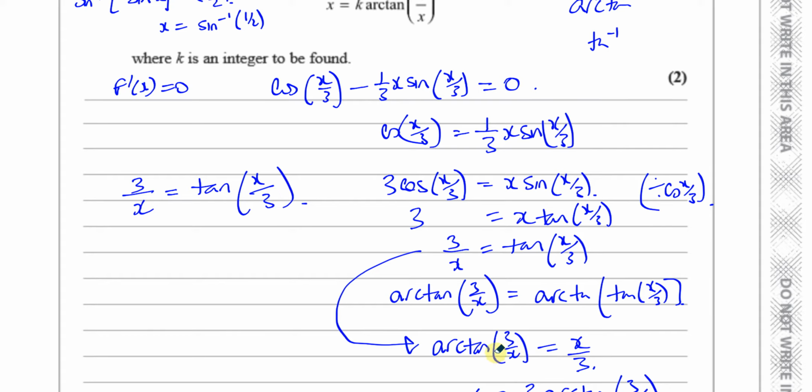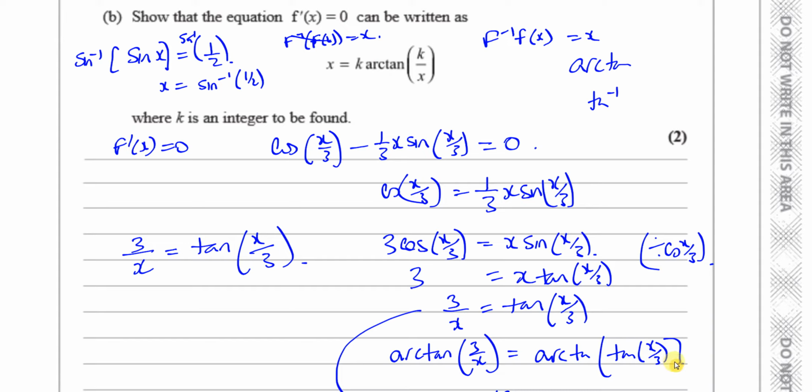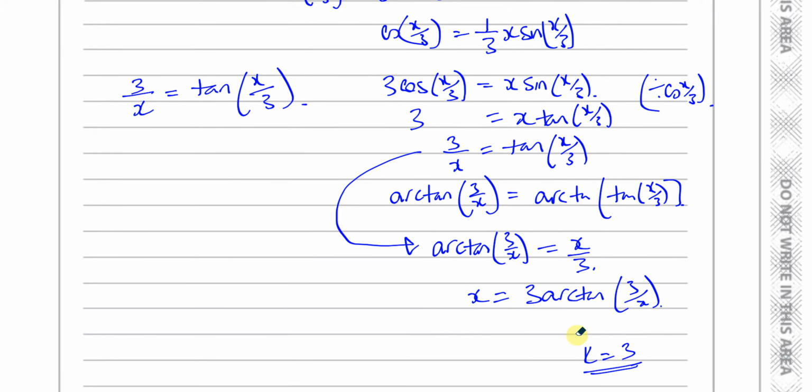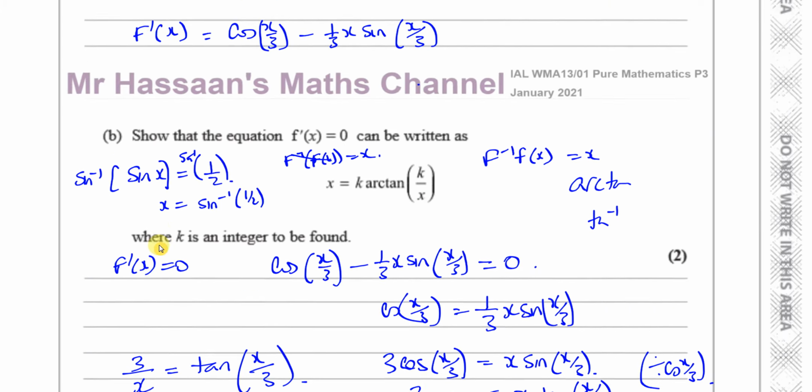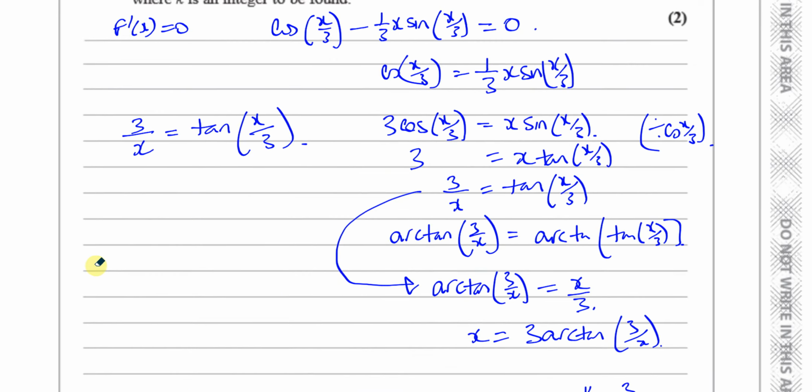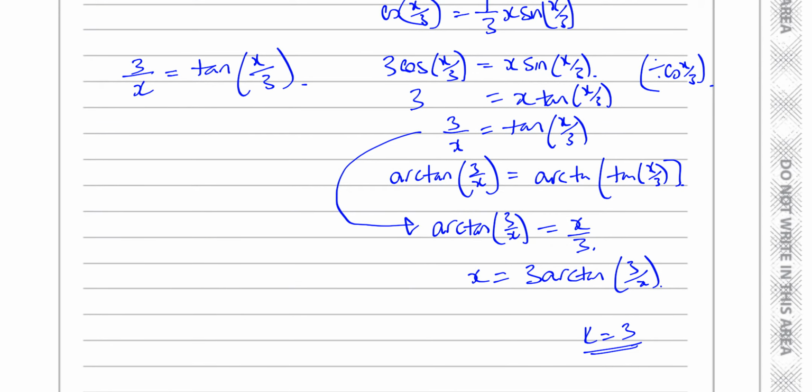So the angle x over 3 is equal to the inverse tan of the ratio. So that's where we get this arctan 3 over x. And then we can multiply both sides by 3 to leave the x on its own. And we have our answer. Okay, so I hope that was clear. That's part B for question number 6. A bit of a different style question, but it's manageable.